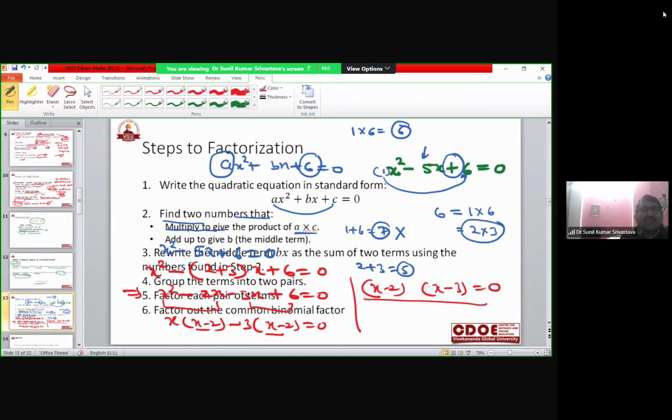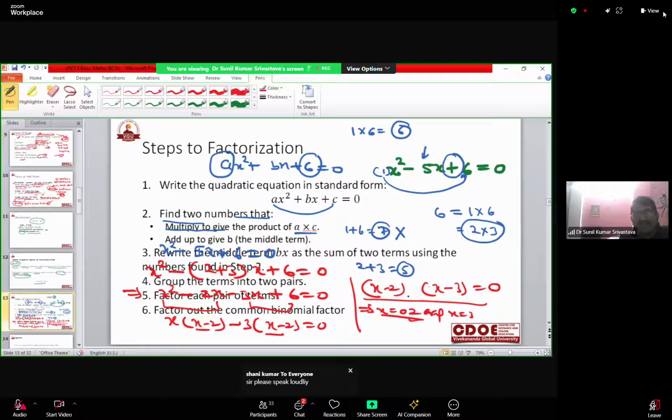This is the method of splitting the middle term. Don't just follow the rules; see the examples and listen to me clearly about what exactly I have to do. So x minus 2, x minus 3 is equal to 0, and this implies that x is equal to 2 or x is equal to 3. 2 and 3 are the roots of the quadratic equation x² minus 5x plus 6. This is the step of factorization of the quadratic equation.